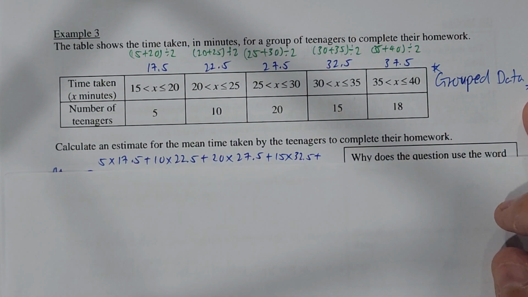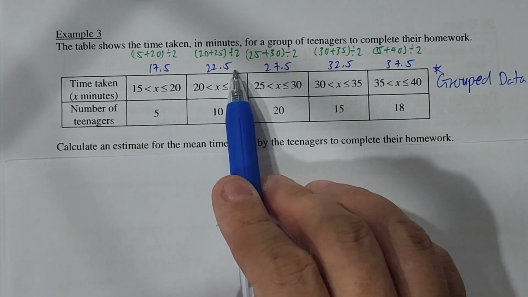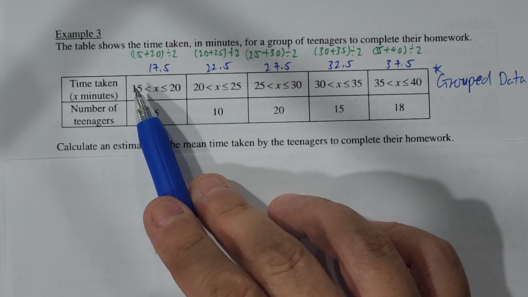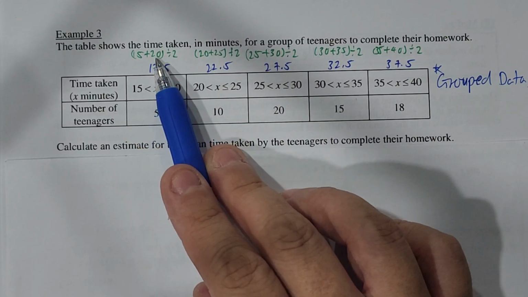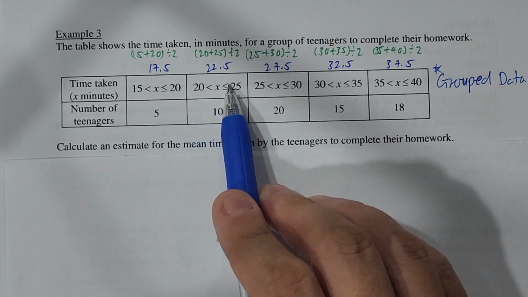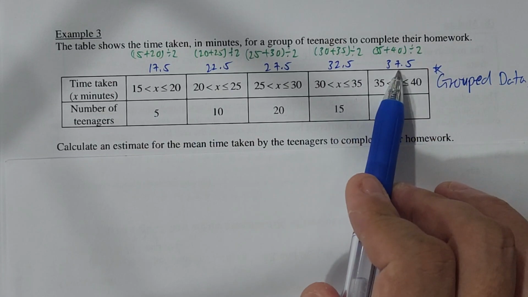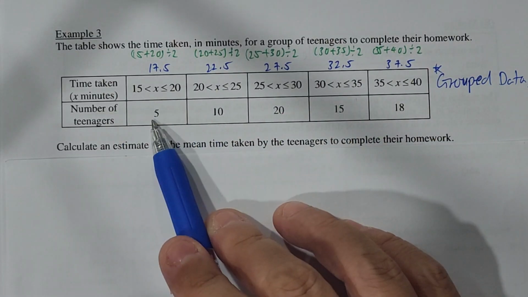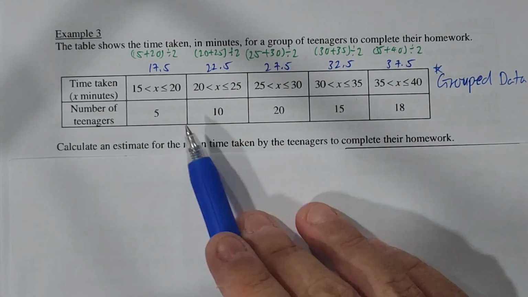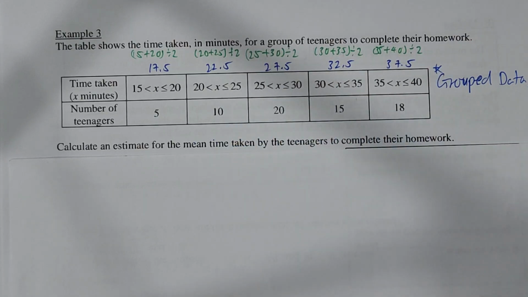So how do we calculate the mean? First step, you write what I wrote in blue. I find the middle value. So for 15 and 20, how do I find the middle value? The ones in green: add together, divide by 2. So I assume that these 5 people take 17.5 minutes, and these 10 people take 22.5 minutes, and so on and so forth.